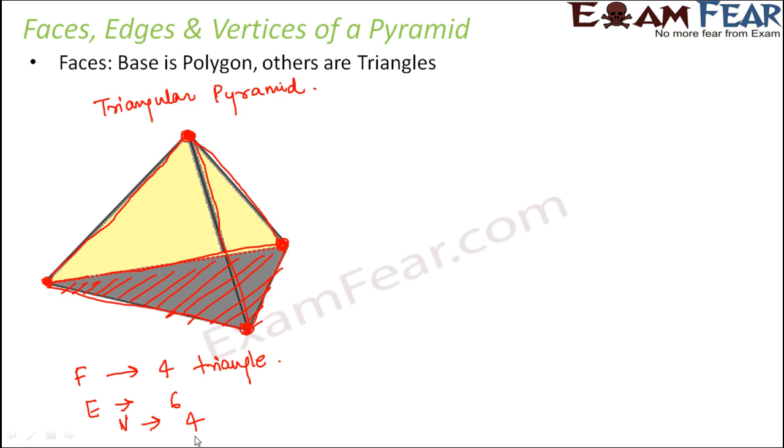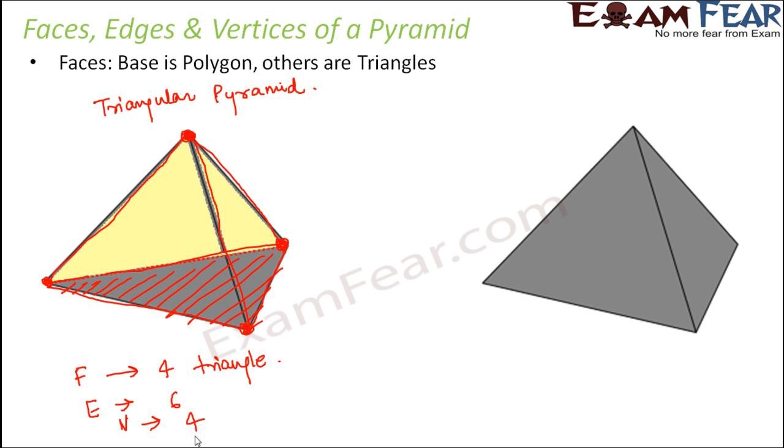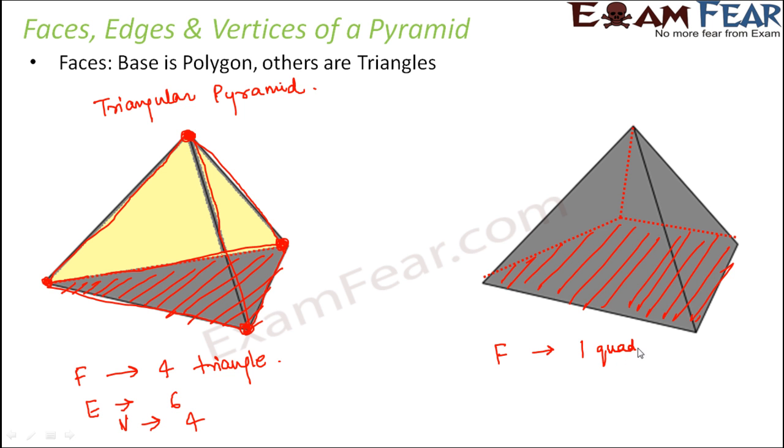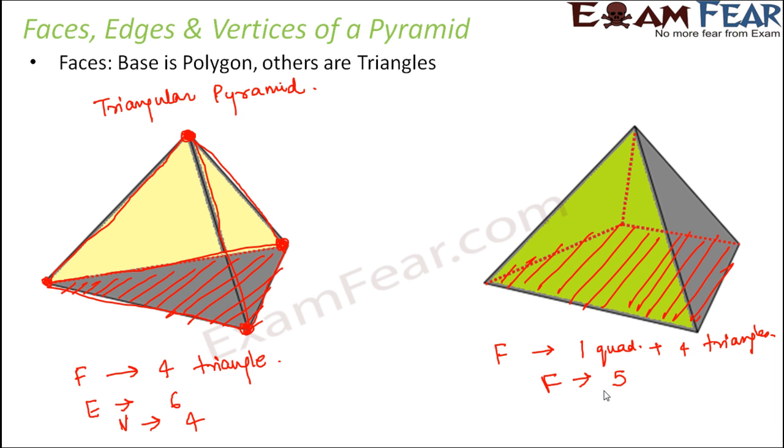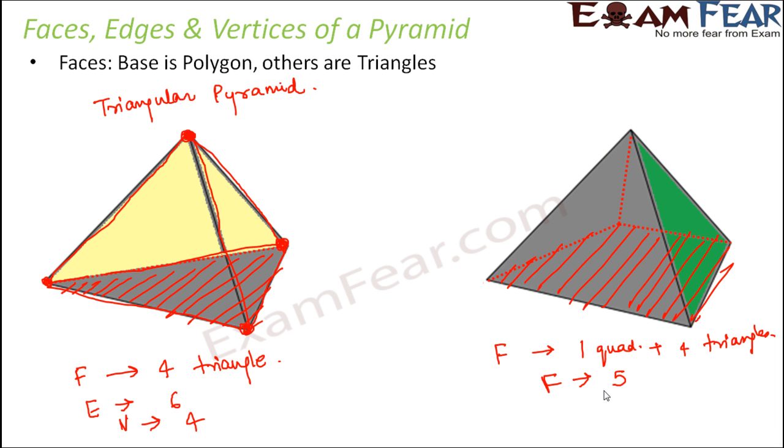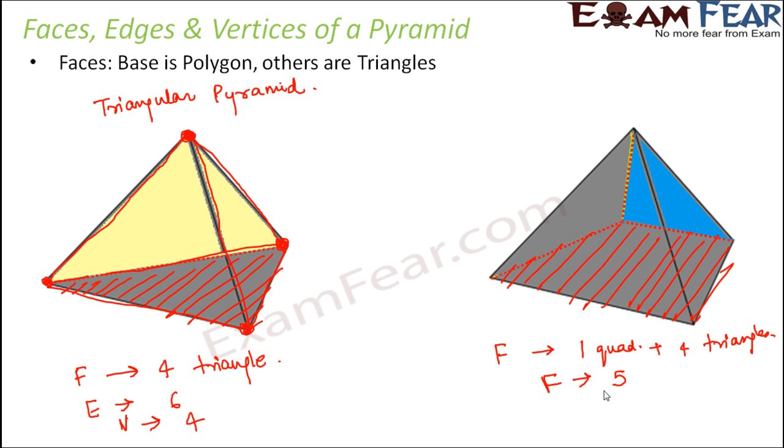Now, instead of a triangular pyramid, consider a pyramid with a quadrilateral base. In this case, this is the base. Now the shape of the base is not a triangle but a quadrilateral. So in total how many faces do we have? We have 1 quadrilateral plus 4 triangles. So in this case we have a total of 5 faces. What are the faces? This is the back side one, this is the side face, this is one front face, this is another front face.